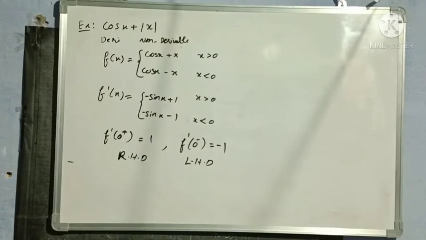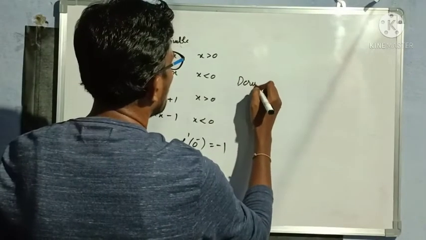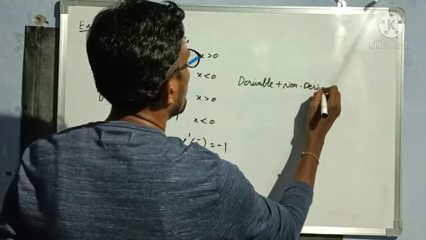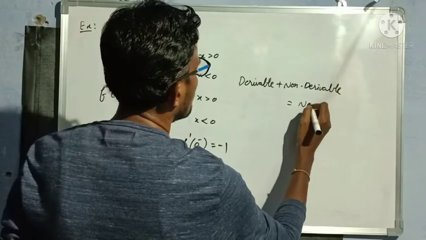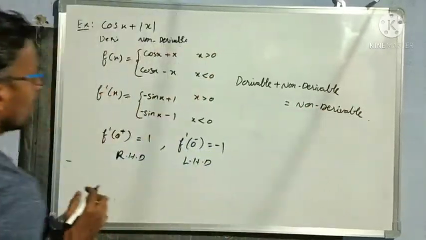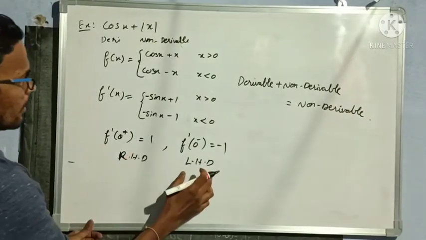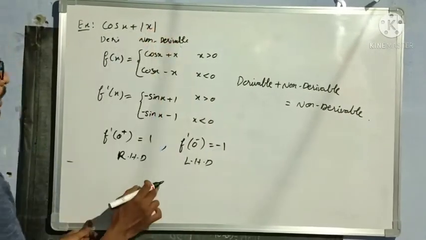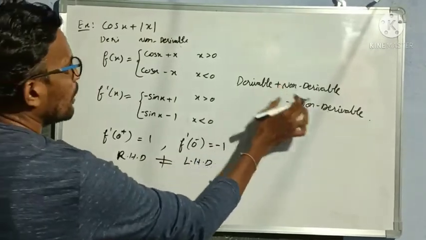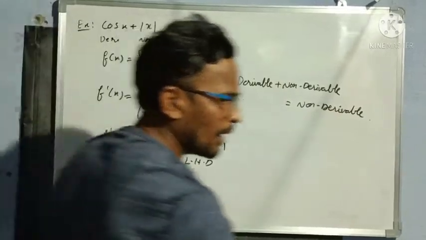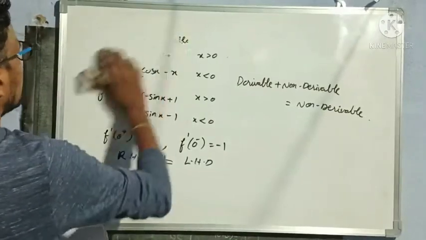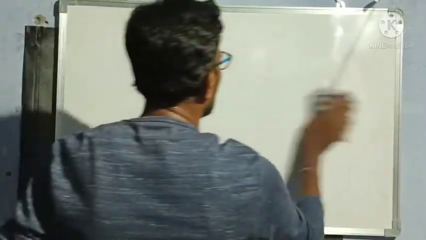Understood? So when one function is derivable plus another function is non-derivable, then we get our answer as non-derivable. Understood? Why? Because our RHD is plus 1 and our LHD is minus 1 in our example. That's why RHD is not equal to LHD. So derivable plus non-derivable is equal to non-derivable. Okay? This is our answer. Next example. Let us see for multiplication.